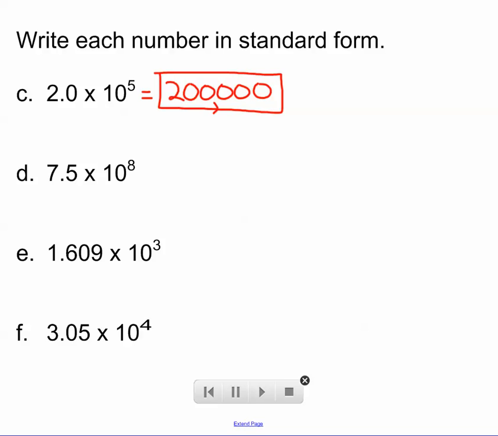Okay, so 7.5 times 10 to the 8th. We're going to move that decimal over 8 times. And remember, we're representing large numbers. And if you multiply something by 10 to the 8th, you're multiplying it by a very, very big number. Multiplying something by 10 8 times. Okay, so we're going to move that decimal place. Ready? Once, twice, 3 times, 4 times, 5, 6, 7, 8 times.